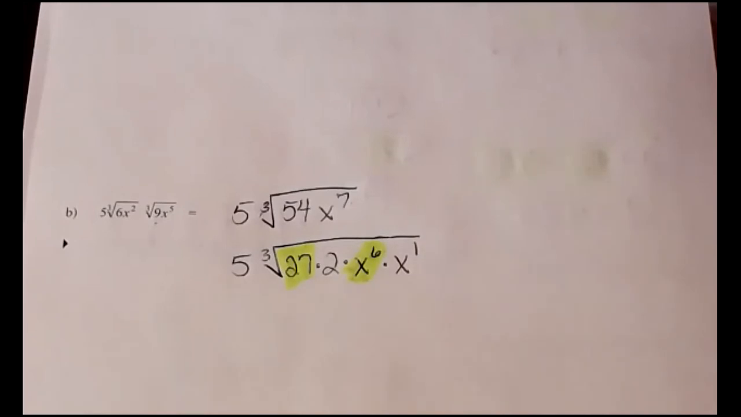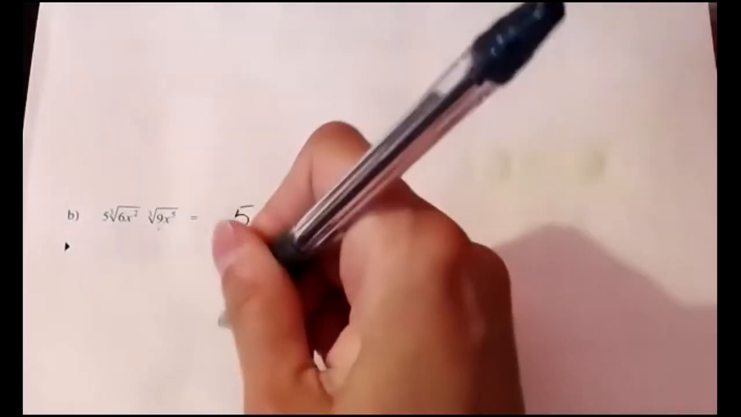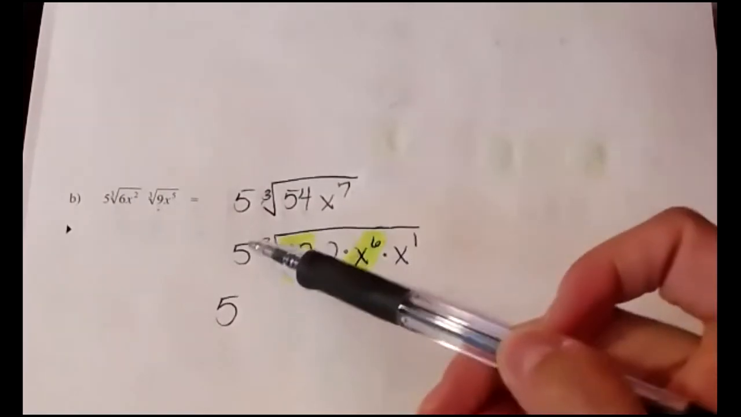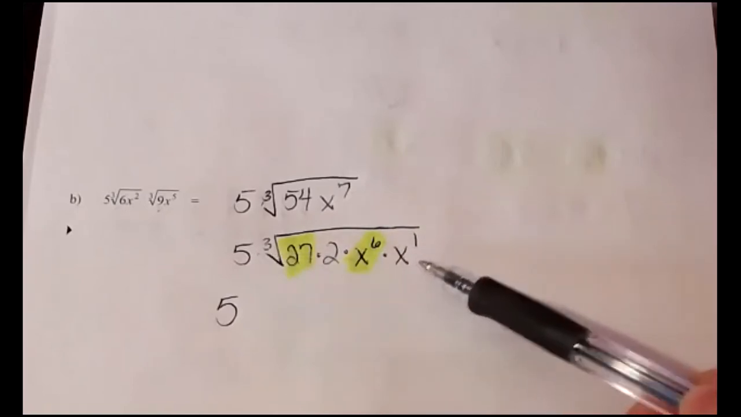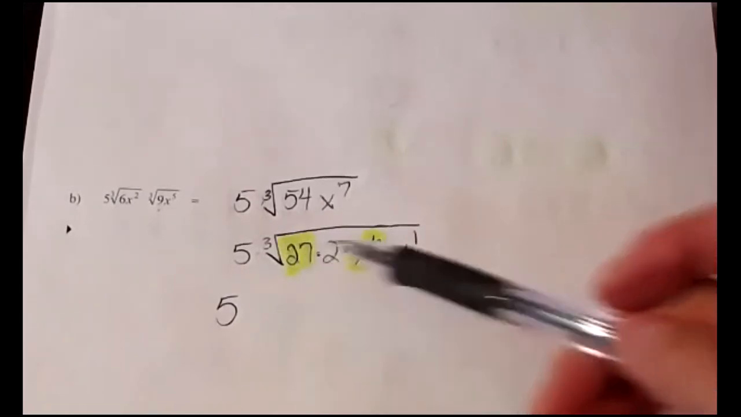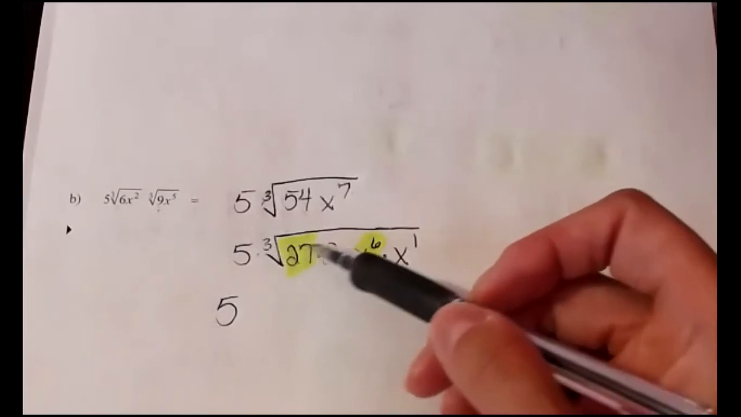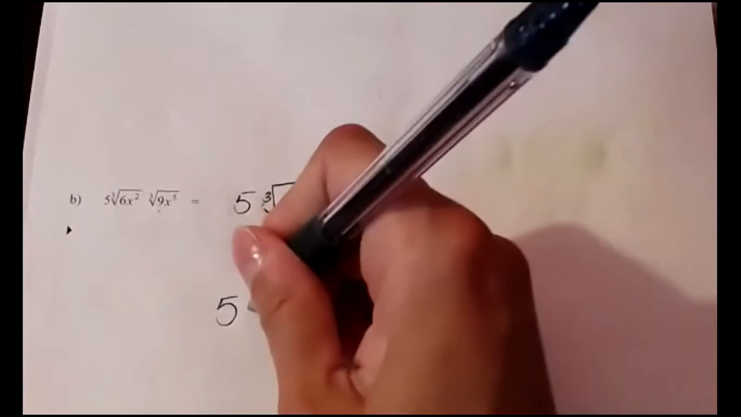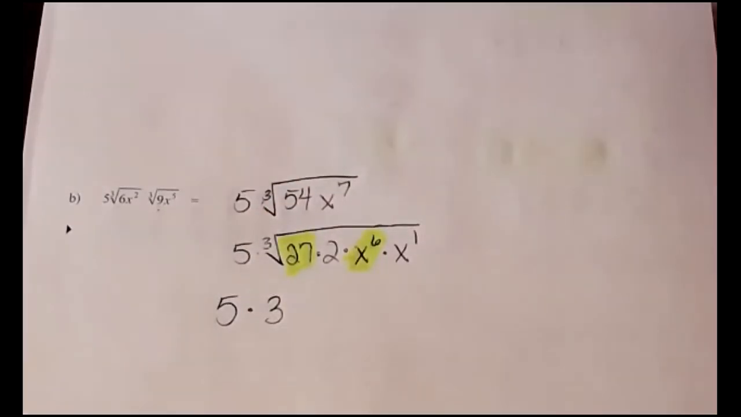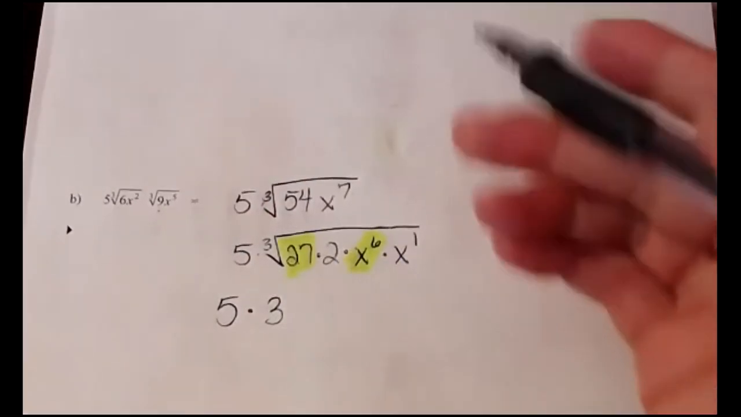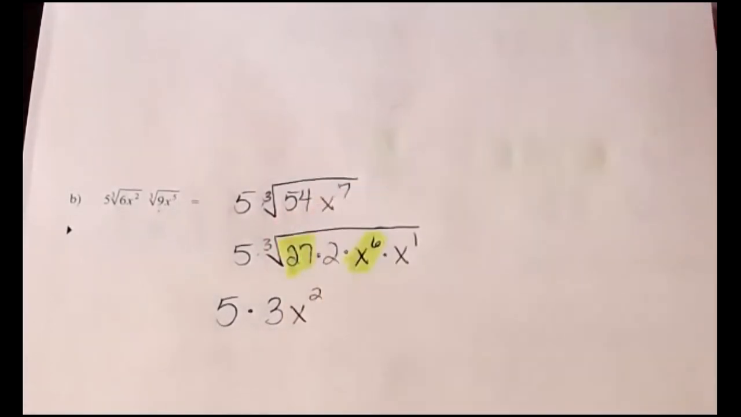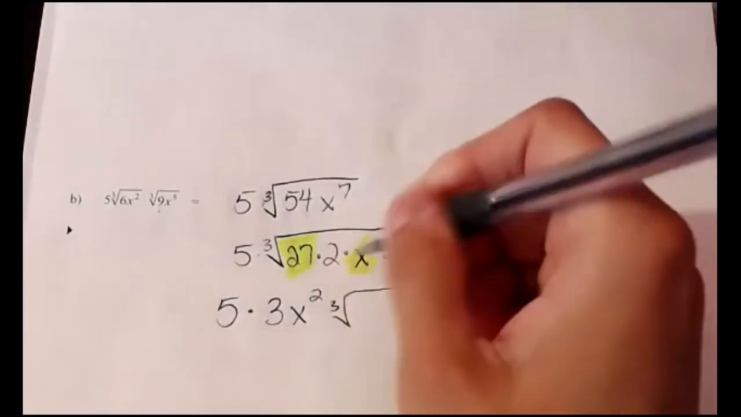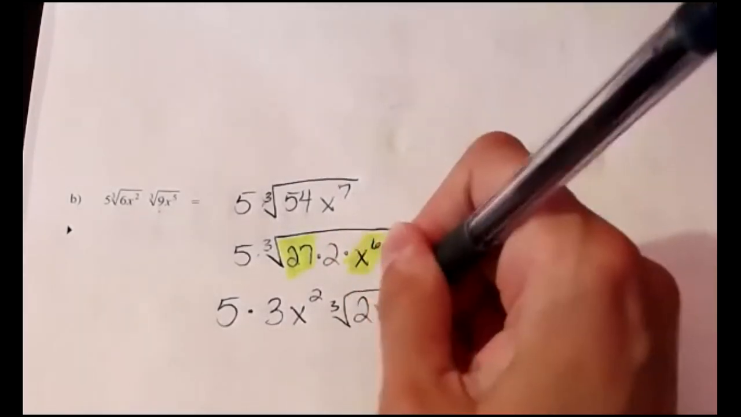And now check this out. We still have a 5. Like Shane had mentioned maybe almost an hour ago, this is 5 times everything, right? So 5 times the cube root of all of this. So when we take the cube root of 27, we know that it's 3. But this doesn't become 5 to the 3. It becomes 5 times 3. The cube root of x to the 6th is x to the 2nd power. So it becomes 5 times 3x squared. And you still have the cube root of 2x to the 1st.